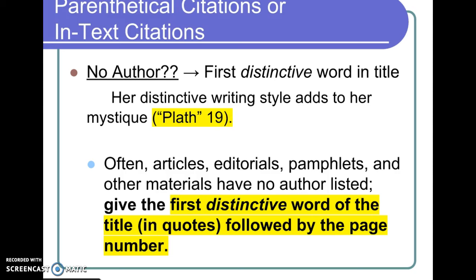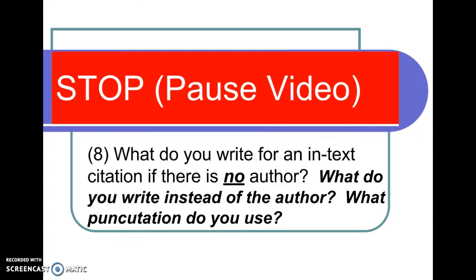Keep that in mind. I'm going to ask a question a little bit later, like now. So what do you write for an in-text citation when there is no author? What do you write instead of the author's name? What punctuation do you use? All right, go ahead and answer the question and or give me an example of what you would do.